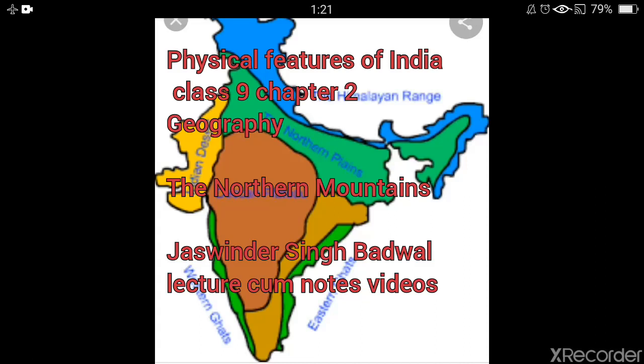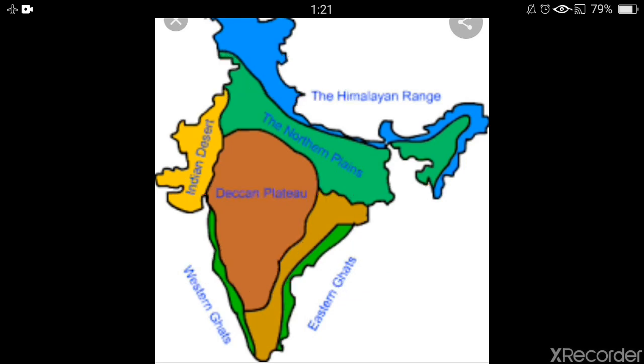Children, today we are going to do chapter number 2 from geography, and the name of the chapter is the physical features of India. On your screen, you are seeing a map, and this map has the physical features. So you can see the Himalayan mountains, the northern plains, the Indian desert, the Deccan Plateau, the Western Ghats, and the Eastern Ghats. All these are the physical features of the country.